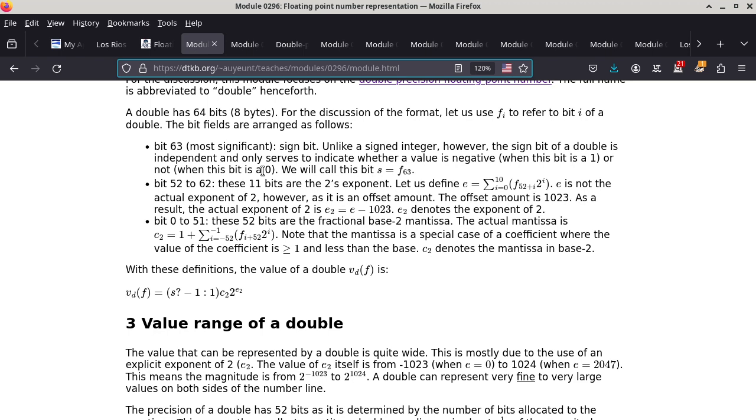The coefficient is here. So we have the sign, we have the coefficient, we have a power of 2. The product of those three things becomes the value of an IEEE double precision floating point number, utilizing all 64 bits in the 8 bytes basically. So are we good with this?